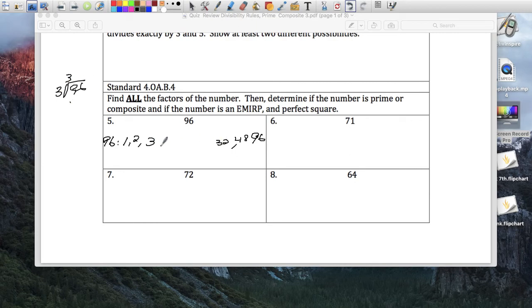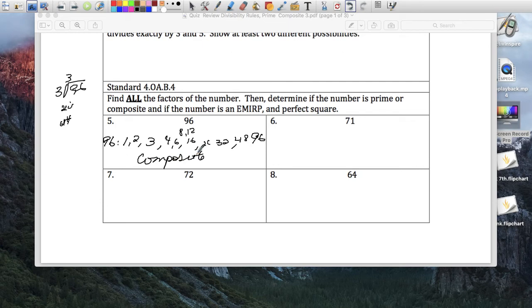3 and 32. 4 will also work, and 4 is going to be 24. 4 and 24. 5 won't work. 6 will also work. 96 divided by 6 is 16, 6 and 16. 7, no. 8 will work. 8 and 12. 9 won't work, 10 won't work, 11 won't work, 12 will work, but I already wrote 12. So if I repeat a number that's already listed, then I know I'm done. So here are all my factors of 96, and there's a lot. So it's composite.